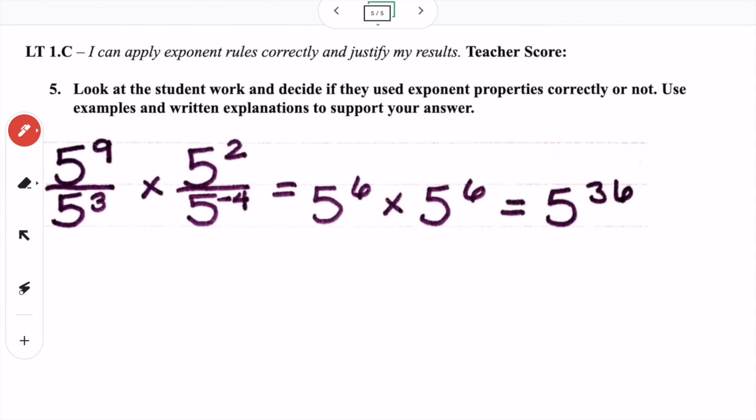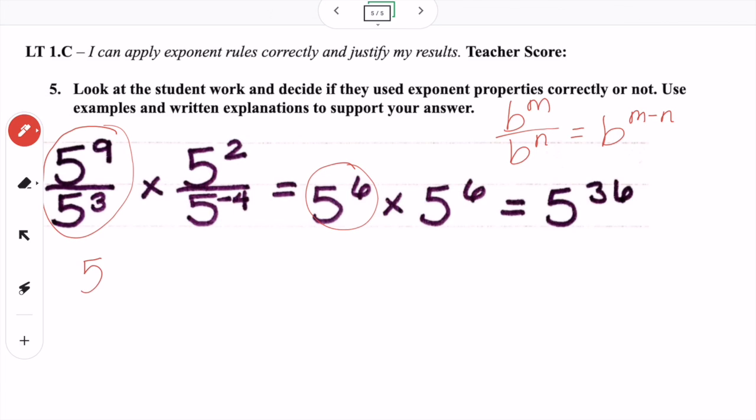If I look at this entire expression, I can see that you had to use the quotient property to start to get from here to here. The quotient property said if you have the same base, you can subtract the exponents. So if I check their work, they had 5 to the 9th on top, 5 to the 3rd on bottom. And if you subtract the exponents, 9 minus 3 does give you 6. So that part looks good. That checks out.